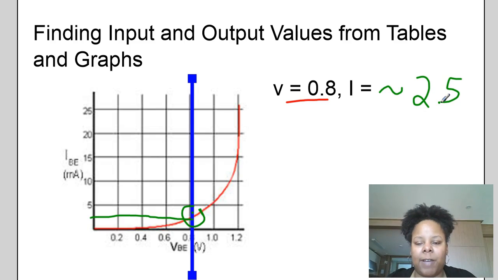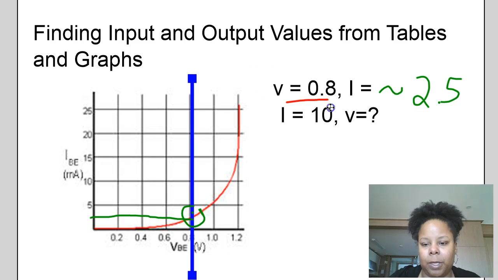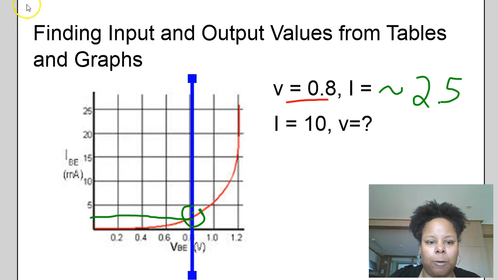So even though you have more values on a graph that you can see, your values may not be as accurate as they would be on a table, and that's a disadvantage. Now, what if I know what I is and I want to find out what V is? Well, instead of using a vertical line, I would use a horizontal line to find that exact value.